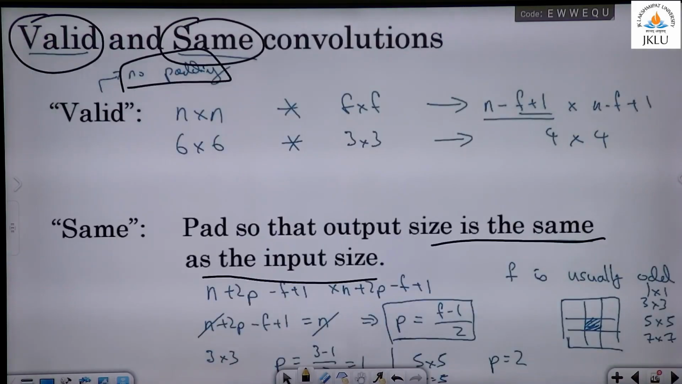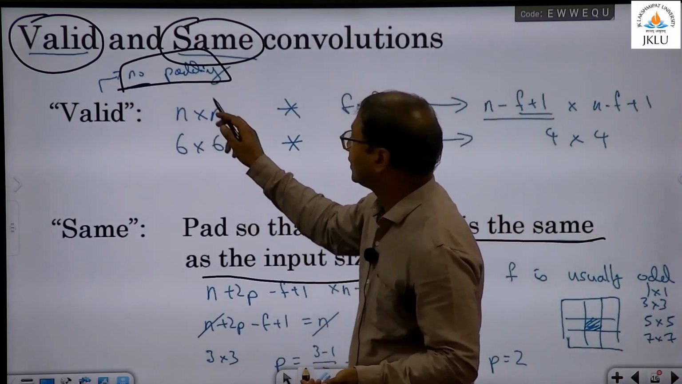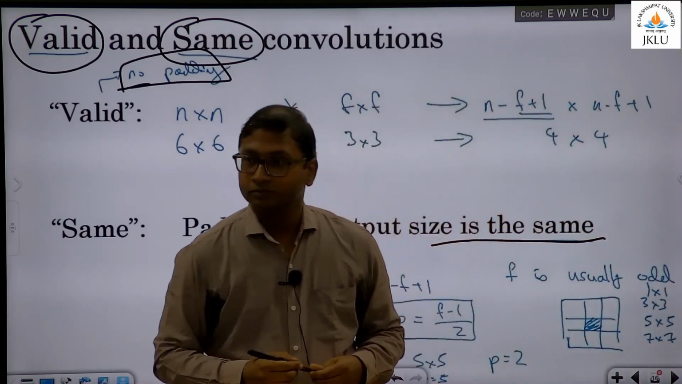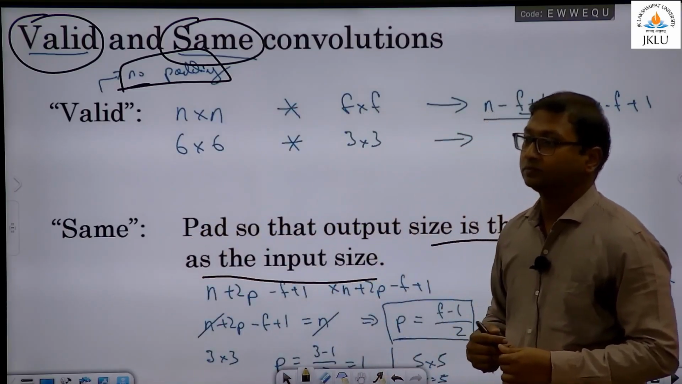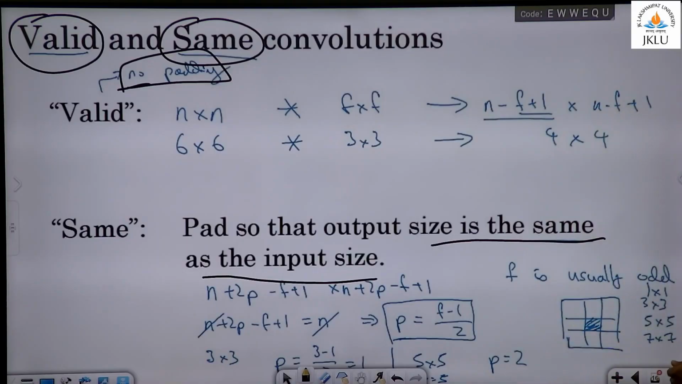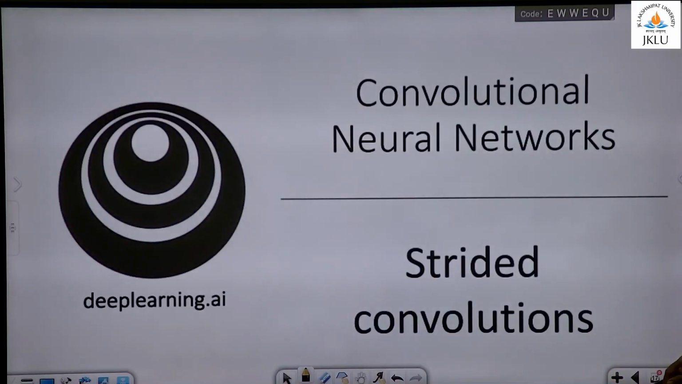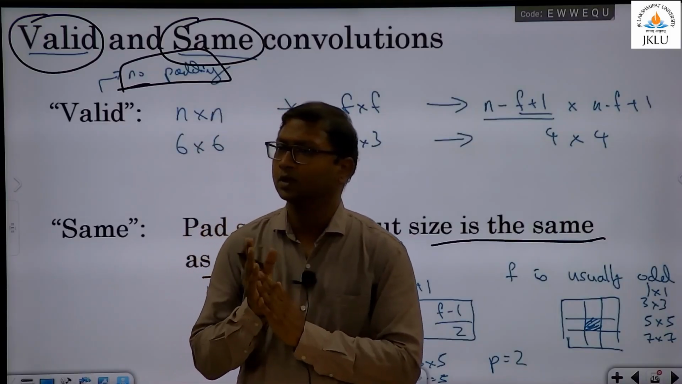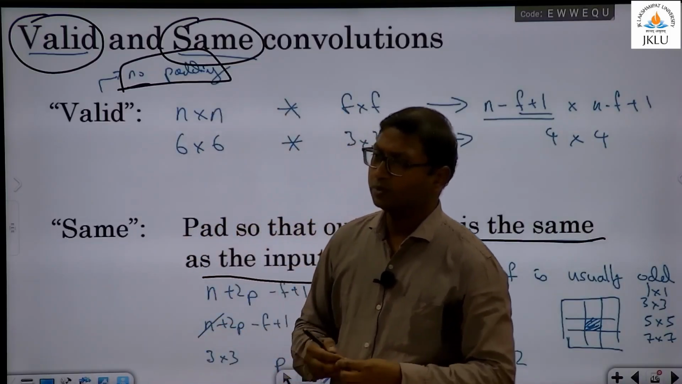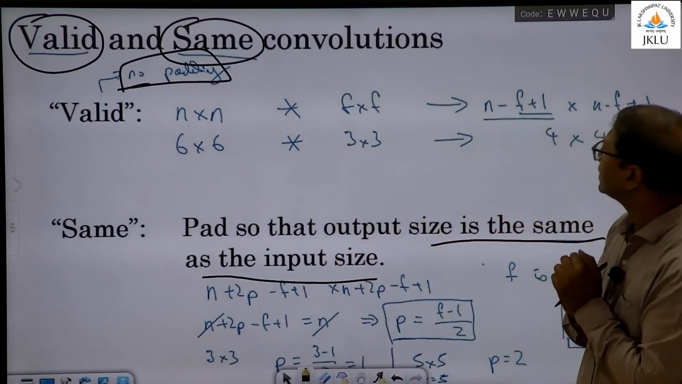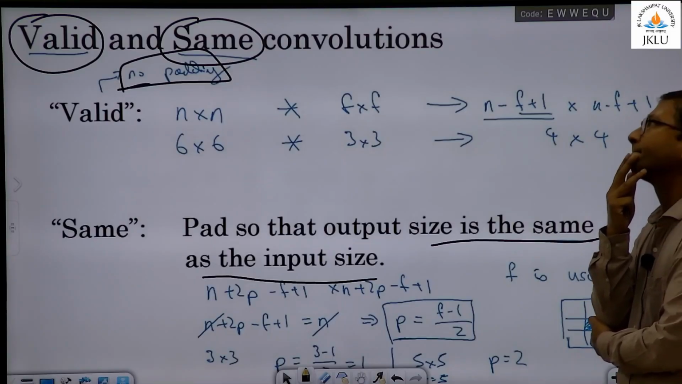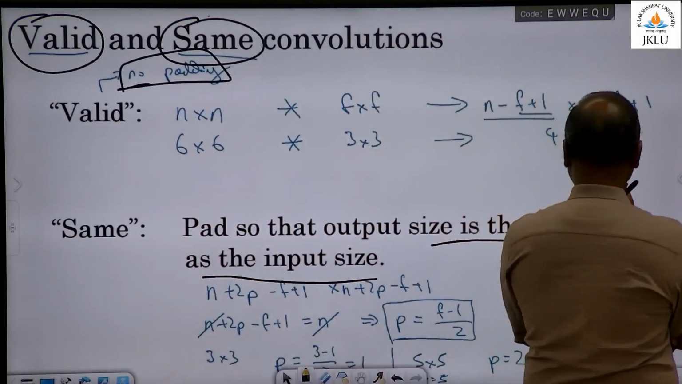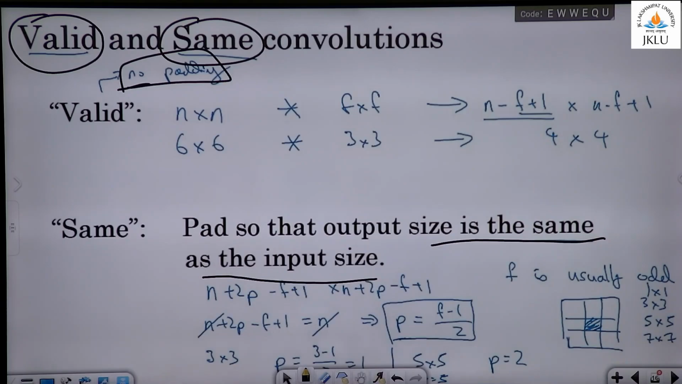What is valid padding? No padding, n cross n, you take it with f cross f, you get n minus f plus 1 and so on. Is this fine? Why do we do padding? Just one thing that we talked about, so it gives you more representation. There was one more reason, maybe I am forgetting that. So padding is over.